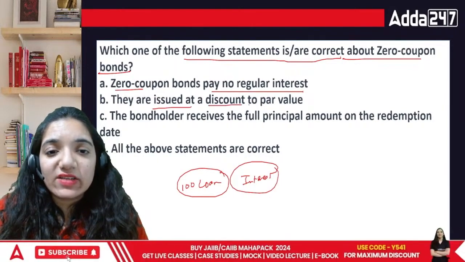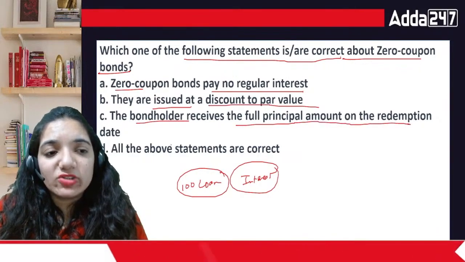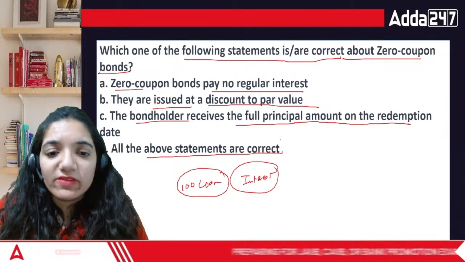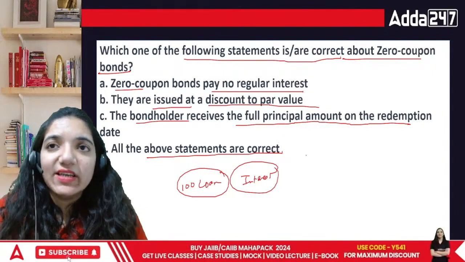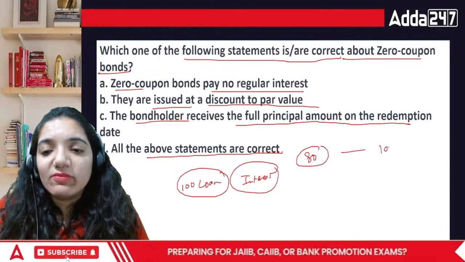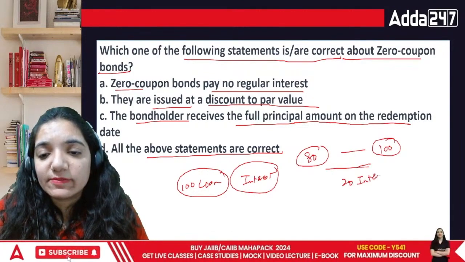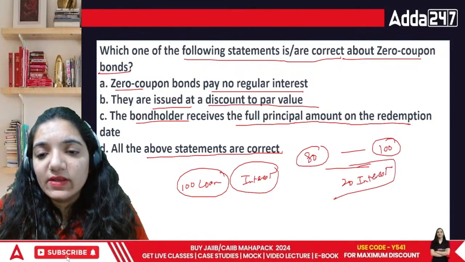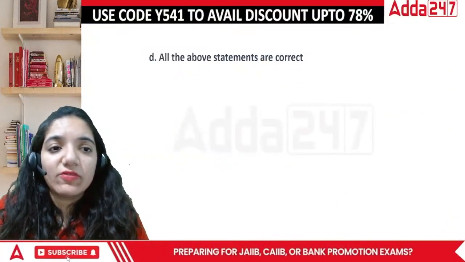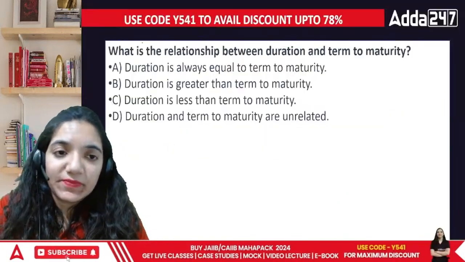They are issued at a discount to par value. The bondholder receives a full principal amount on the redemption date, or all the above statements are correct. In actual, all of these are correct. The zero coupon bonds are basically issued at a deep discount. Matlab maybe it would be issued at 80 and they would be redeemed at 100. So technically this 20 rupees is basically your interest. Okay, this is what we call as interest. So technically all of the above statements are absolutely correct.